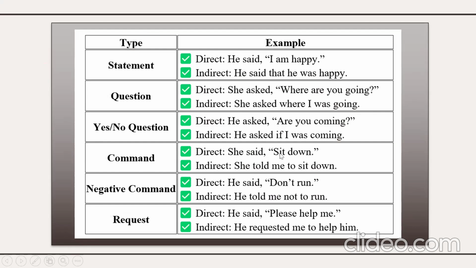Done. Now, command, order, it could be a request also. She said, "Sit down." Whenever there's such a command or request, we don't use that to connect. We don't use if or whether. What do we use? We just use the infinitive to. She told me to sit down. Simple. For example, she said, close the door. She told me to close the door. And there's a rule that after to, the verb should be in the first form, the simple present without any s or es.